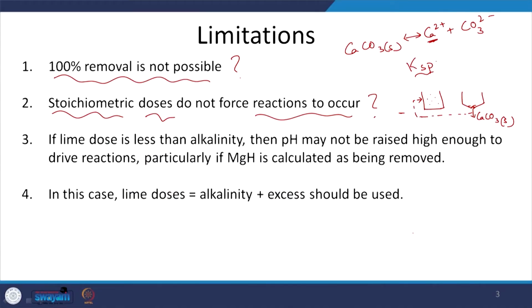So there are two ways to go about it. One aspect is obviously recycle, the other aspect is that stoichiometric doses are not enough. That is why we need to add excess to supersaturate the relevant solution. That is something to keep in mind.